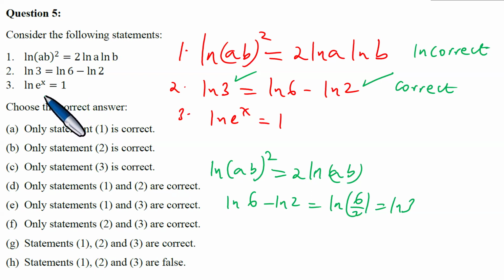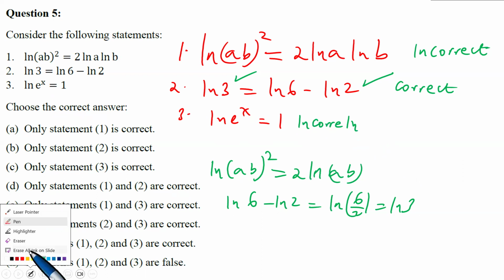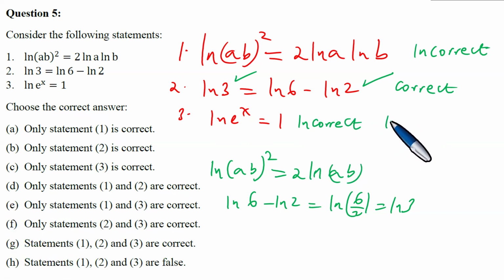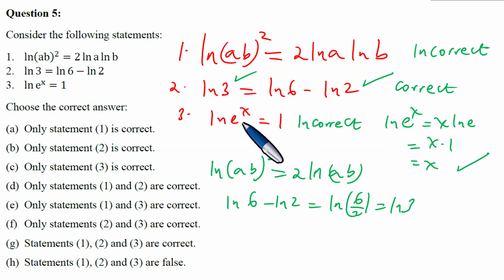Number 3, the ln of e to the power x equals 1. It's not the case, so this one is incorrect. It is incorrect because the ln of e to the power x is x ln e, but ln e is 1, so you have x times 1, and this is x. So ln of e to the power x is just x, not just 1. Therefore, the correct answer is B, which says only statement 2 is correct. Statements 1 and 3 are incorrect.